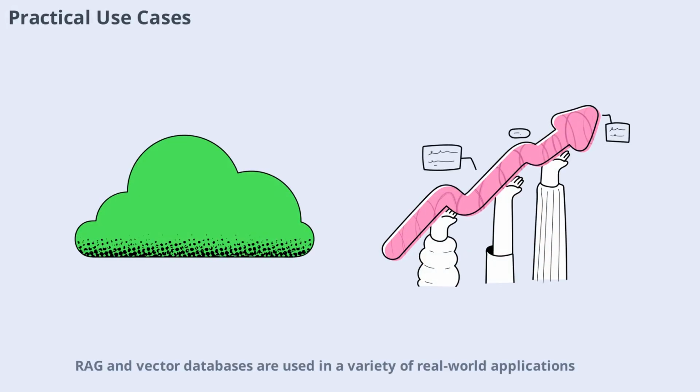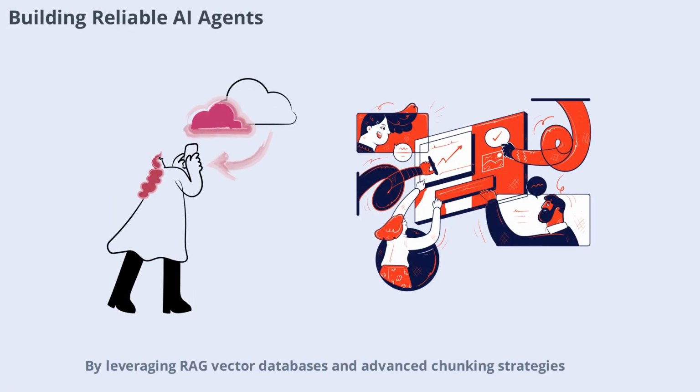RAG and vector databases are used in a variety of real-world applications, from internal HR assistants and customer support bots to financial analysis tools and technical documentation search engines. These systems deliver accurate, up-to-date information, improving decision-making and user satisfaction. By leveraging RAG, vector databases, and advanced chunking strategies, you can build AI agents that are not only reliable and accurate but also transparent and auditable. These best practices ensure that your AI solutions are robust enough for production environments.